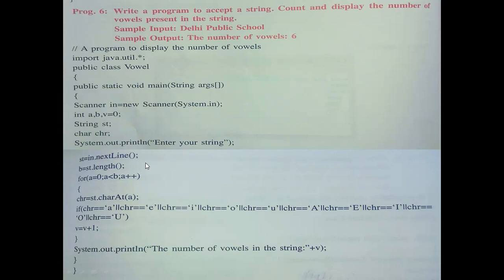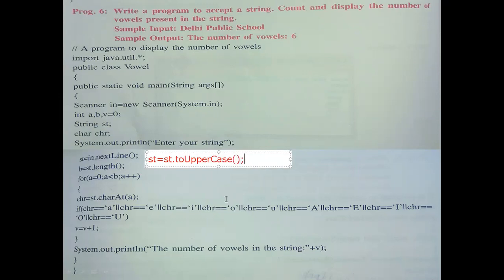What do I do now? After accepting a string, in that next line, no? I convert it into uppercase or lowercase. I add one more line. After this, I add one more line. That is st is equal to st dot toUpperCase. Then what happens? This whole string is converted to uppercase, right?